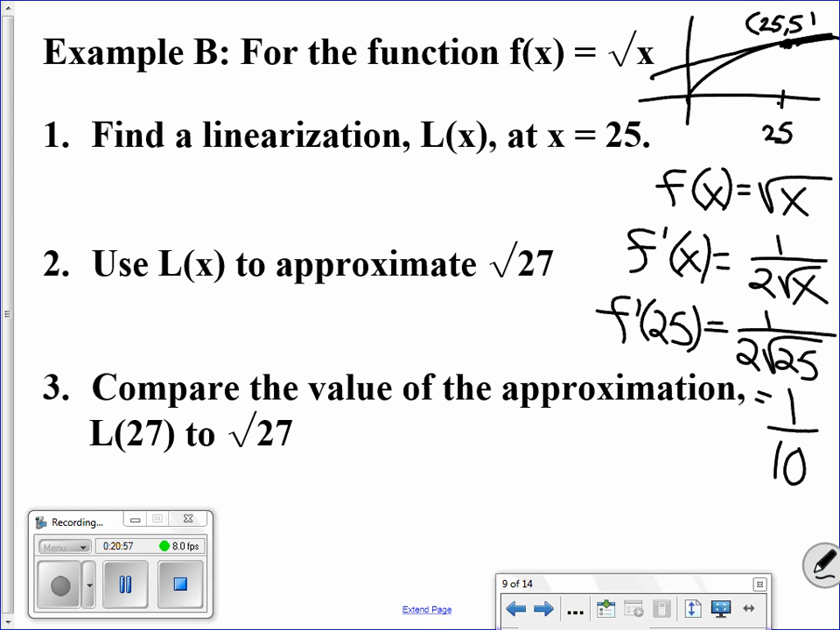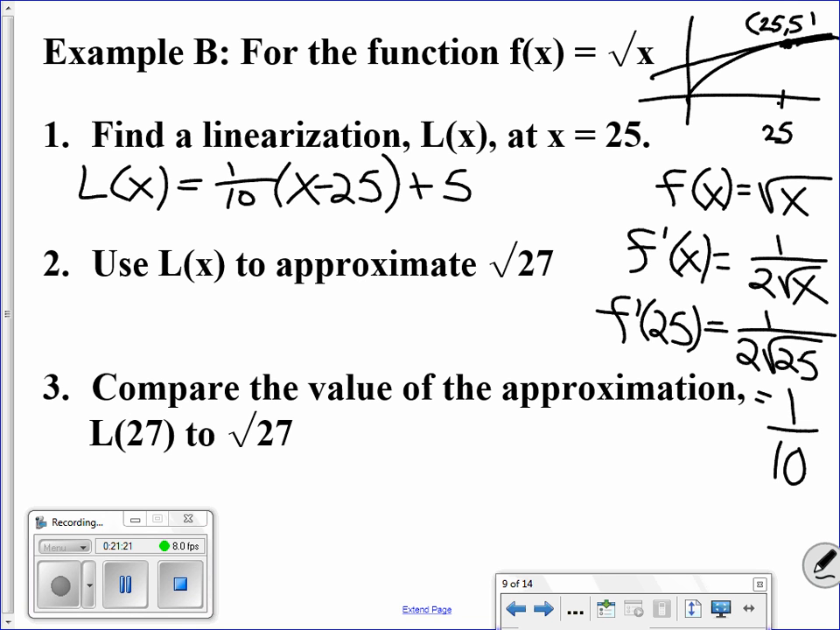All right, let's write the equation of that tangent line. So 1/10, the slope goes first. Then what goes in the parentheses? X minus 25, and then outside, plus the y coordinate, plus 5. Is that easy, Schneedy?